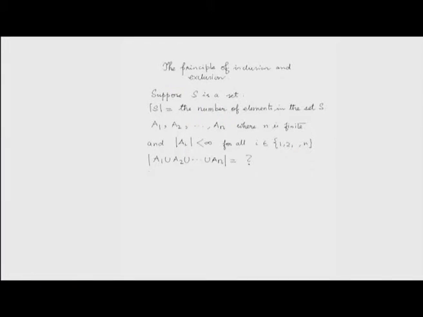Now, the principle of inclusion and exclusion lets us compute this precisely. To begin with, we start with n equal to 2. And instead of writing A1 and A2, we will consider the sets A and B.